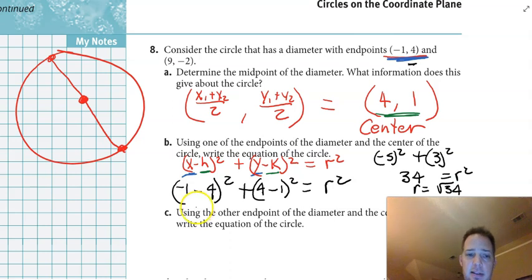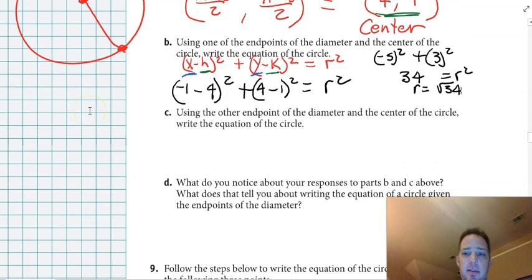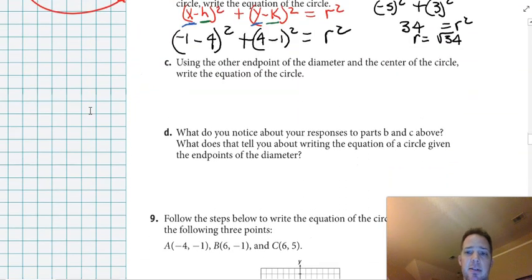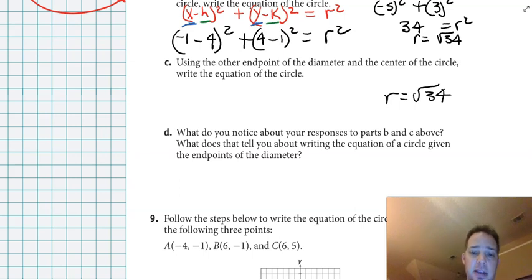Right, it asks us to use the other endpoint, but we're not going to do that because we do get the same answer. We also get r equals square root of 34 when we plug that one in. So obviously we could use either endpoint of the diameter because both of them are solutions to the equation for the circle. So you can use, what does it tell you? You can use any point on the circle.